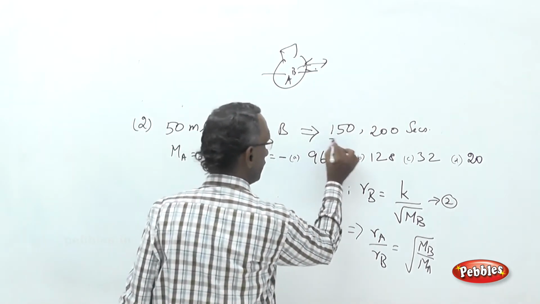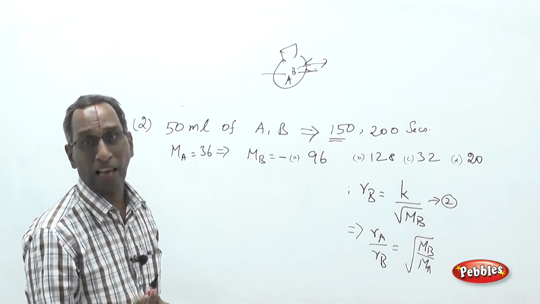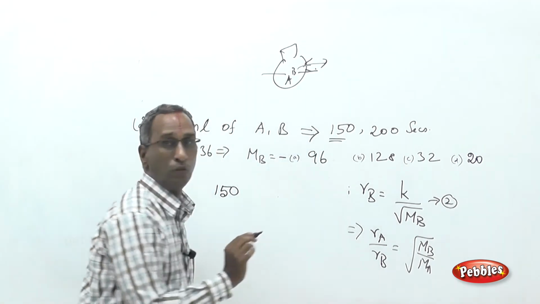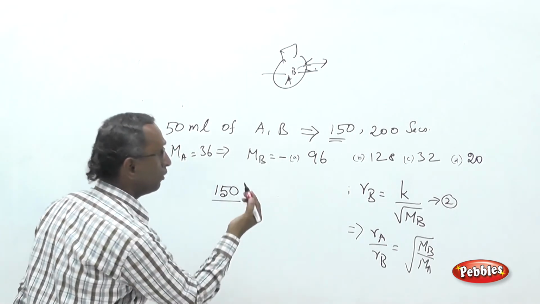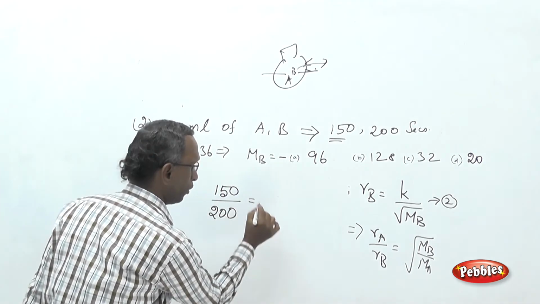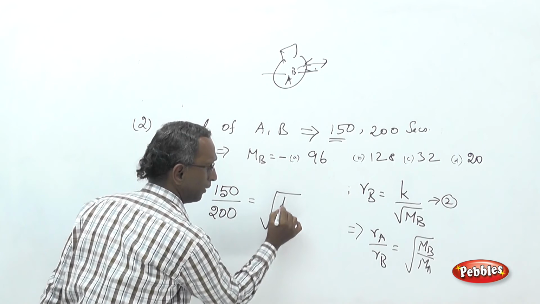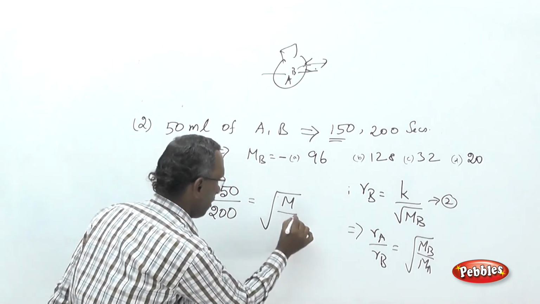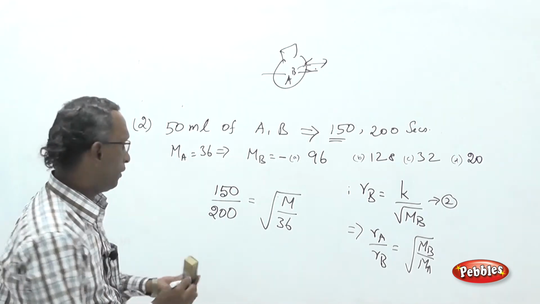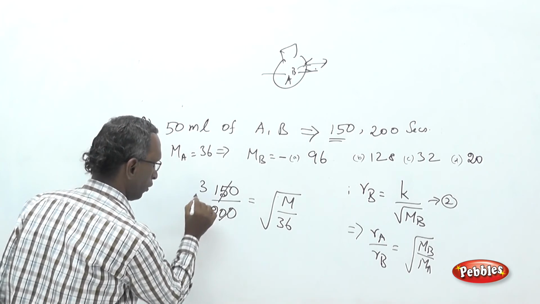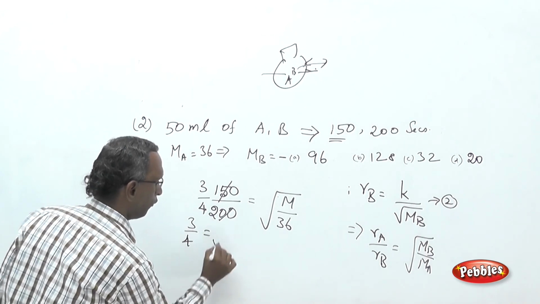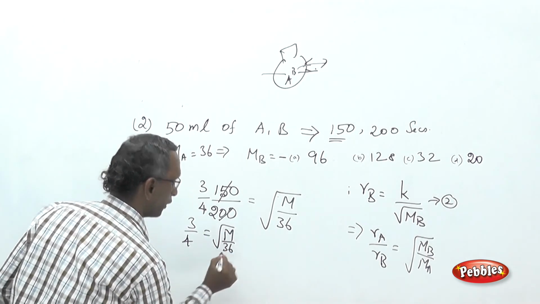Here rate is nothing but flow time. A flows in 150 seconds. B takes more time, 200 seconds. So 150 by 200 equals root of MB by MA, and we have to find MB. MA is given as 36. Now 150 by 200 is 3 by 4. So 3 by 4 equals root of M by 36.